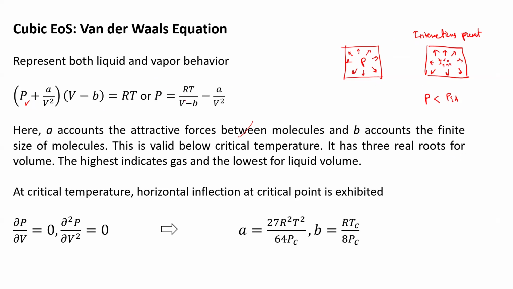But this is P ideal when B is also not there. RT by V is P ideal. So it's P ideal minus A by V squared. So that's why this is P ideal.